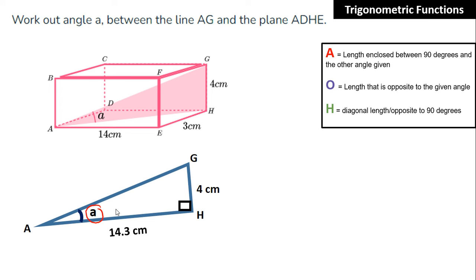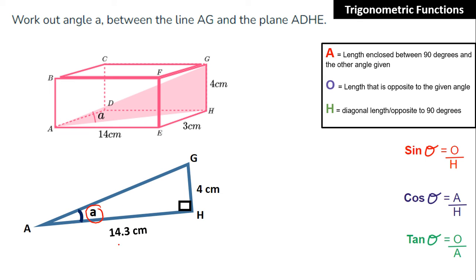And within sine cos tan, I have AOH. A is the length enclosed between 90 degrees and the given angle. O is the length opposite to the given angle, and H is the diagonal or the one opposite to 90 degrees. And how to apply those? Sine theta equals opposite over hypotenuse, cos theta equals adjacent over hypotenuse, and tan theta equals opposite over adjacent.